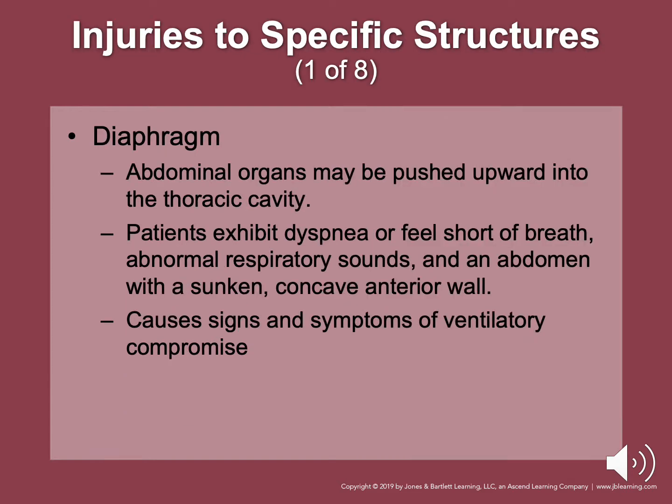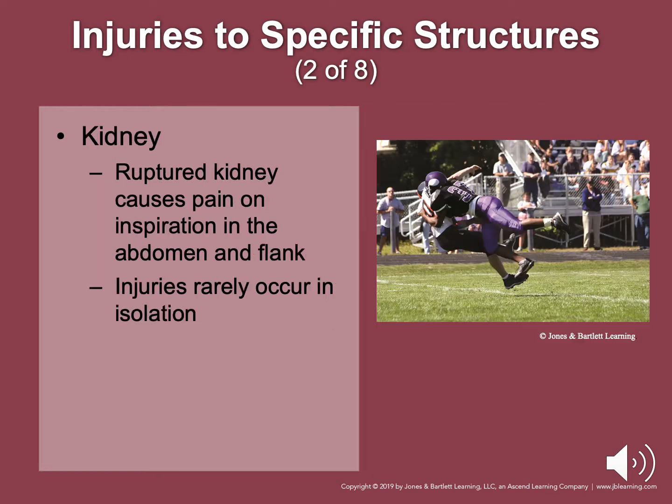So, injuries to specific structures. With the diaphragm, abdominal organs may be pushed upward into the thoracic cavity. Patients exhibit dyspnea or feel short of breath, with abnormal respiratory sounds and an abdomen with a sunken, concave anterior wall. This causes signs and symptoms of ventilatory compromise. Injuries to the kidney cause pain on inspiration in the abdomen and flank. So injuries rarely occur in isolation.